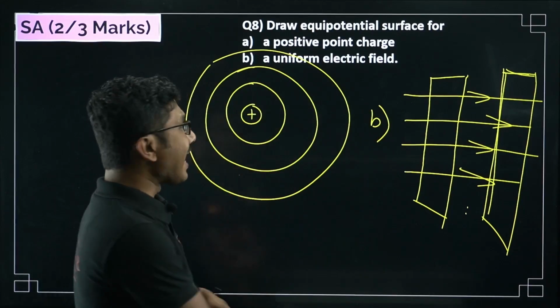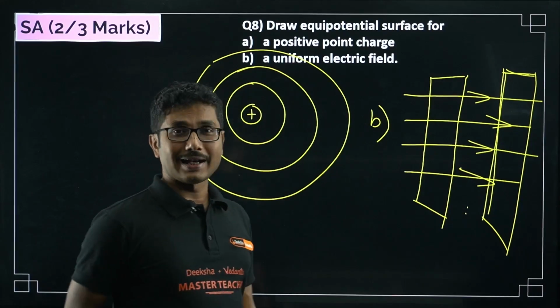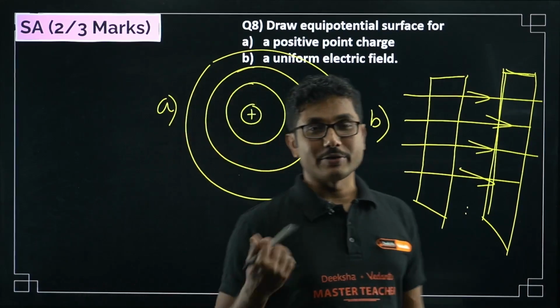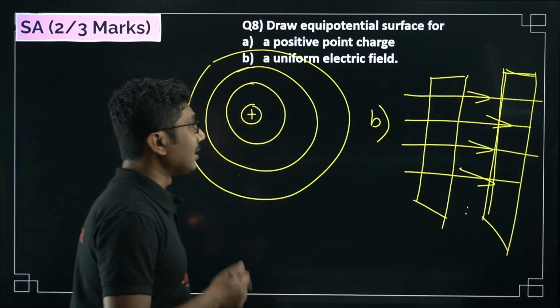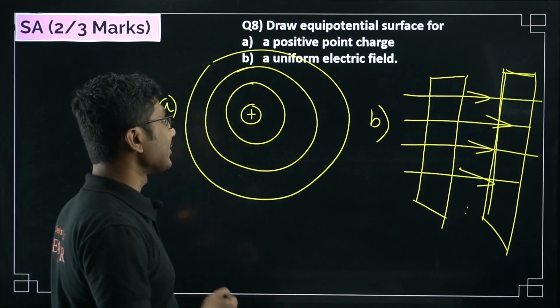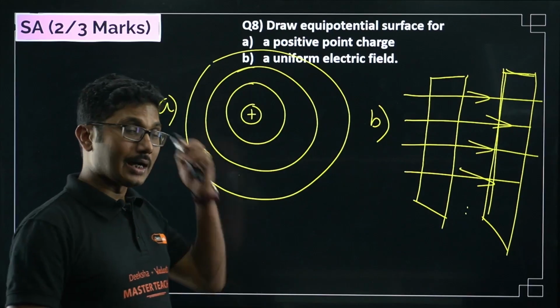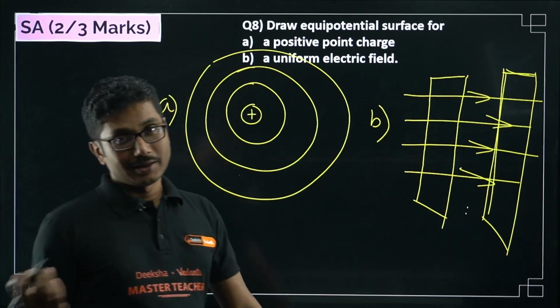Use compass and scale. Don't use a normal hand like me. Okay, so that your diagram is perfect. These are very scoring questions, so don't lose marks because you are too lazy, right?